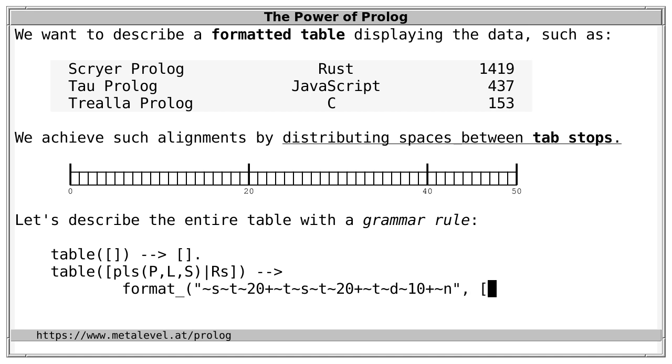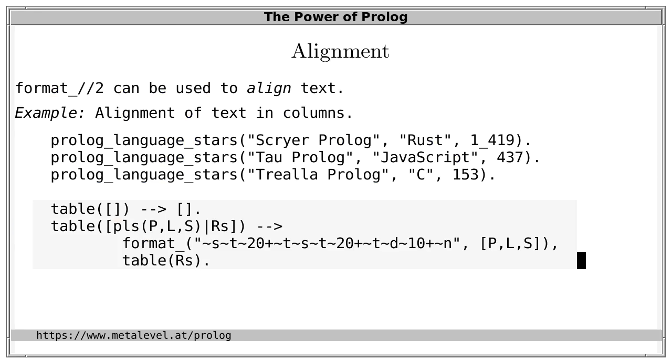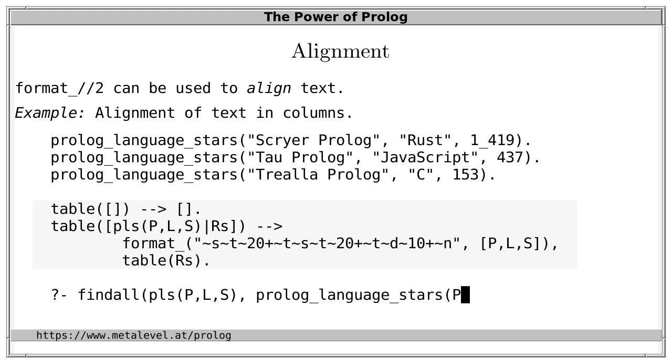And as arguments, we specify the Prolog system P, the implementation language L, and the number of stars S. So that's the string we're describing, followed by the remaining lines for the other facts RS. So this is our declarative description of the table. And we can collect all the facts above to a list of terms of the form PLS of P, L, and S, where the arguments stem from each fact, that is, the Prolog system name, the implementation language, and the number of stars. So we generate a list Ls of such PLS terms, okay?